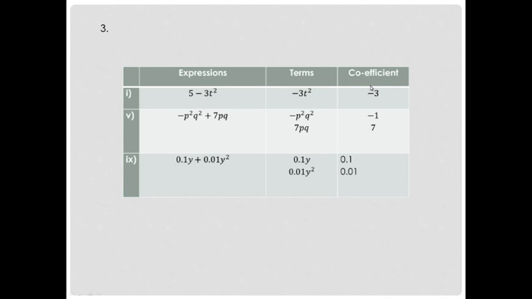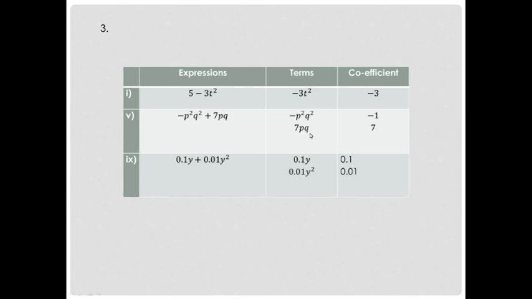And then lastly, from here we have to take out only the numerical value. T square is the variable and minus 3 is the coefficient of t square. Coefficient of t square is minus 3. Okay. Here, sums number 2, 3, 4, you have to do by yourself. Number 5 here, minus p square q square plus 7pq. Here minus p square q square is a variable term, separate. And plus 7pq is also here.